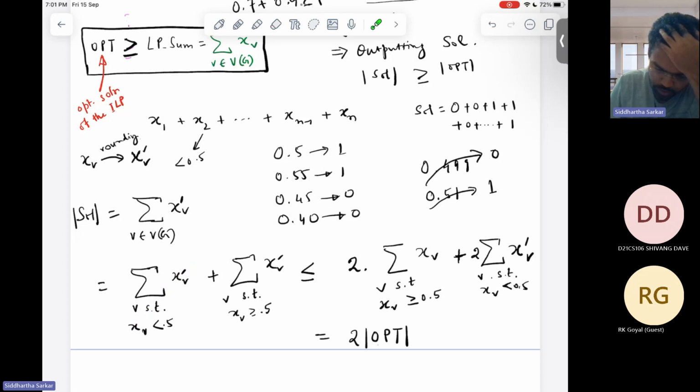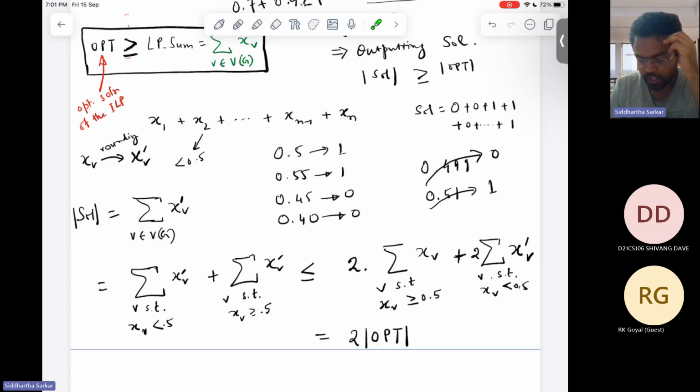So we want to find a relationship between the size of the solution we have obtained and the size of the optimal solution, that is the minimum vertex cover. The linear program solver has given us some fractional values xv for every vertex. We rounded these values using threshold rounding, so after the rounding we have x dash v, which is 0 or 1. For all the vertices, we take the sum of the x dash v's. This is nothing but the size of the solution that our algorithm is providing.